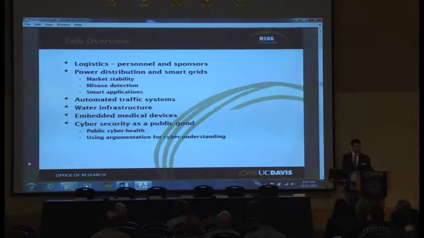So a little overview of what I'm going to be going over. Some logistics, just some people. One of the infrastructures that we've been really looking at a lot is power distribution from an economic perspective as well as for energy management systems. Another infrastructure is automated traffic systems, and there's water infrastructure, and a new potential infrastructure of embedded medical devices. And finally, I'm going to close everything out with the idea of cybersecurity as a public good.